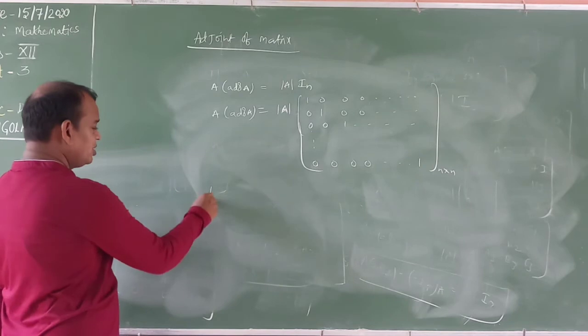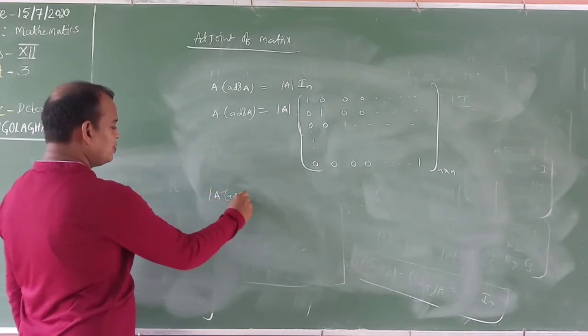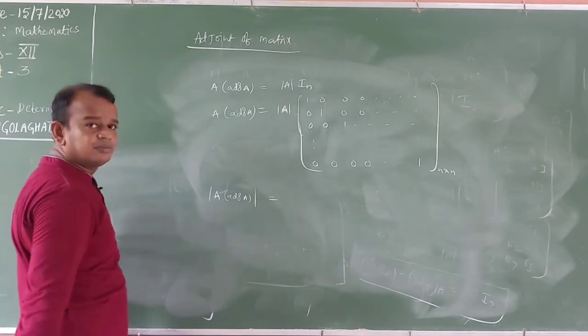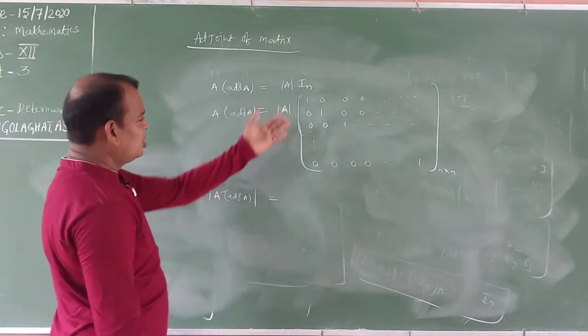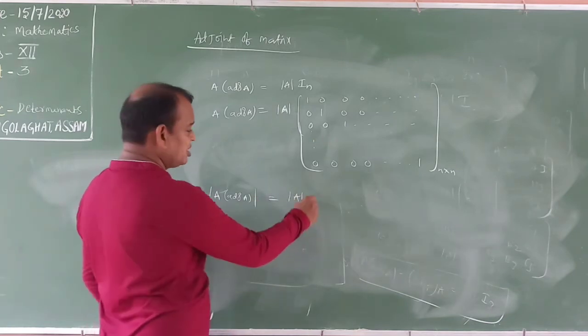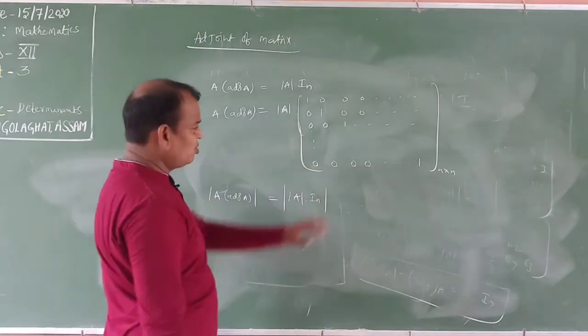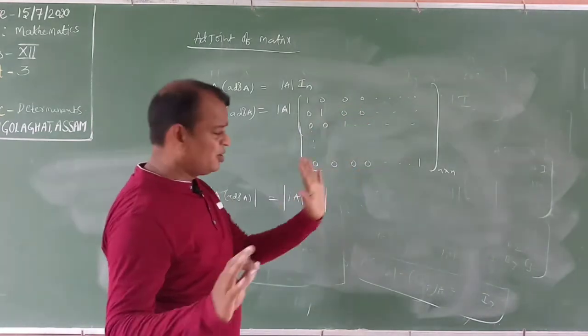Now we will take the determinant: det A into adjoint of A is equal to det A into I_n. Det A is definitely a scalar. No problem, we will write it.